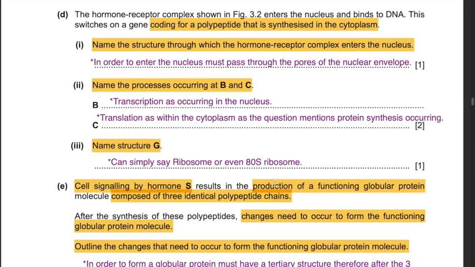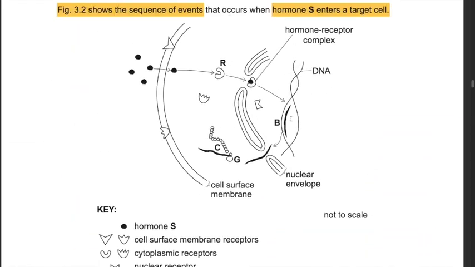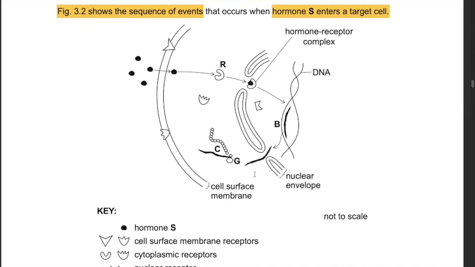Part 2. Name the processes occurring at B and C. The question clearly mentions coding for a polypeptide that is synthesized in the cytoplasm. Therefore, this question is about protein synthesis. And if you look at stages B and C in this given diagram over here, B occurs in the nucleus and C occurs in the cytoplasm. And it should definitely be concerned with protein synthesis. Therefore, what are the 2 stages concerned with protein synthesis?